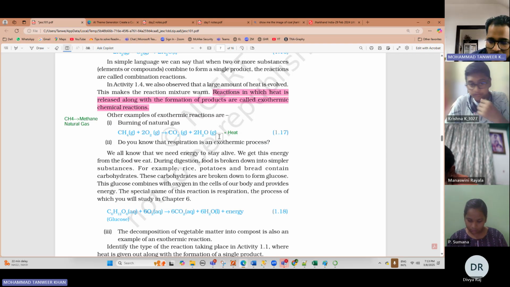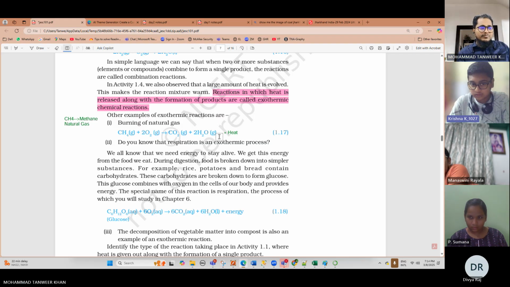So is this an exothermic reaction? Yes, sir. Yes, this is an exothermic reaction because heat is also getting produced. Water is in gaseous form, that is steam, right? Can we tell that this is a combination reaction? No, sir. How many reactants do we have here? Two reactants. How many products? Two products.